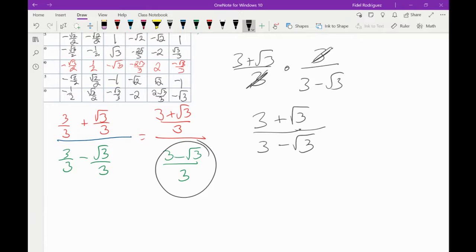So we have to figure out how I can get rid of anything that has a square root on the bottom. When we only have one term, like the square root of 3 or the square root of 5, you just multiply by the same thing. But when you have two terms, like what we have on the bottom here, 3 minus the square root of 3, there's a little bit more work involved. And I'm going to show you how we're going to do that.